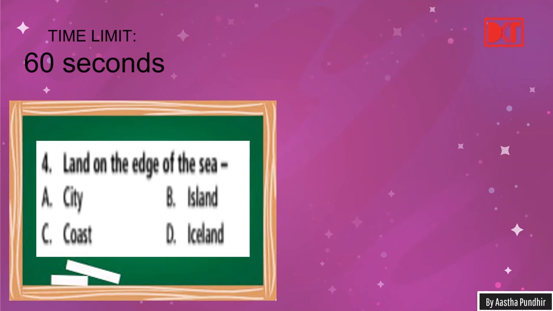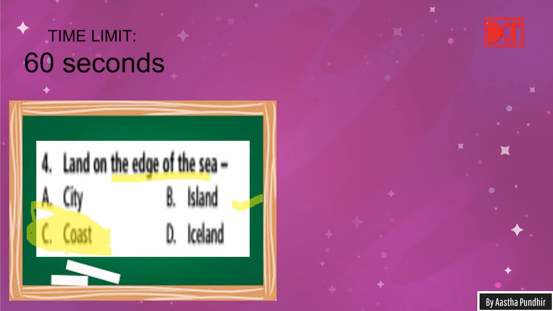Okay, next up we have land on the edge of the sea. City, island, coast or Iceland. Now, land on the edge of the sea, that's a coast. Other city we know, it's the land surrounded by land on all areas. Then we have island. Island is a piece of land which is surrounded by water on all the sides.